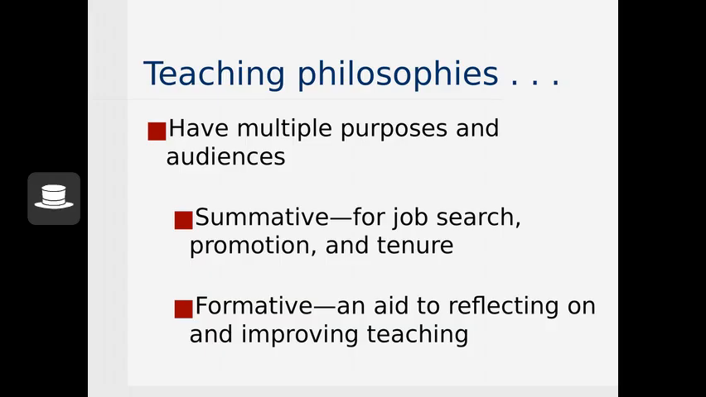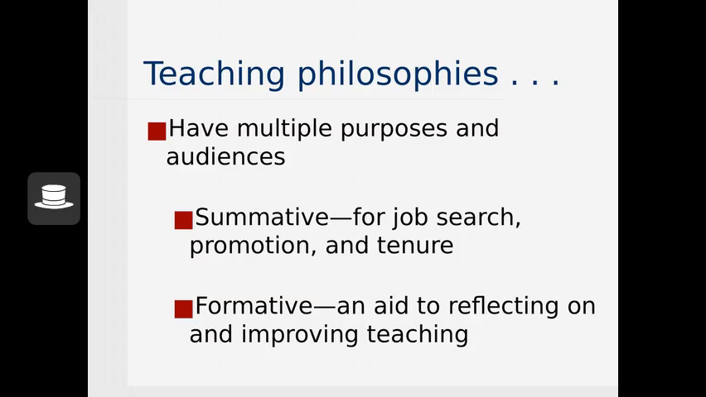The first is a summative purpose. That is for use on the job search, or perhaps if you already have a job, for promotion and tenure. Maybe you're using it for an application for a teaching award or something like that. In other words, a committee of people will be reading your teaching philosophy and making judgments about your practice based on it. So it's a higher stakes use.